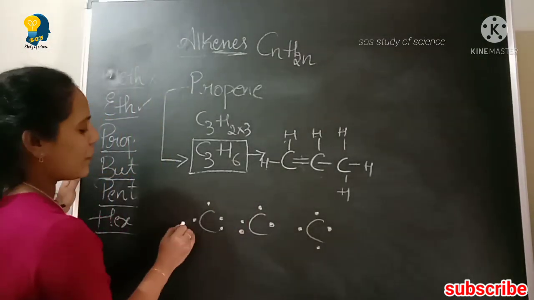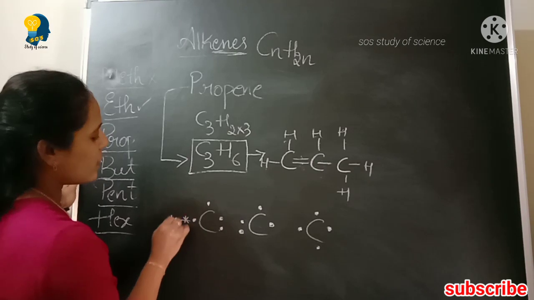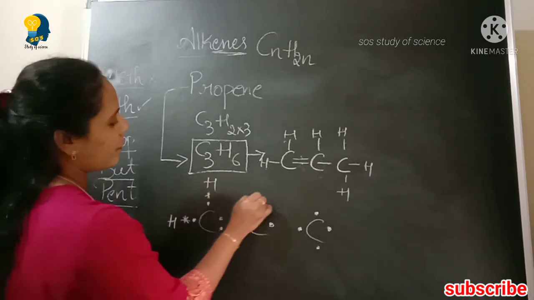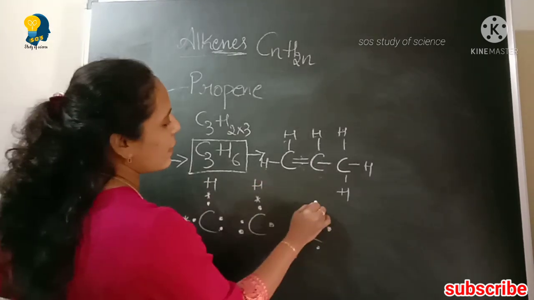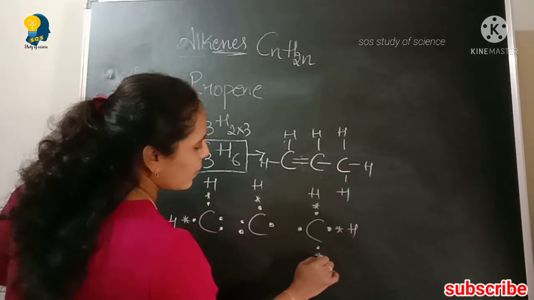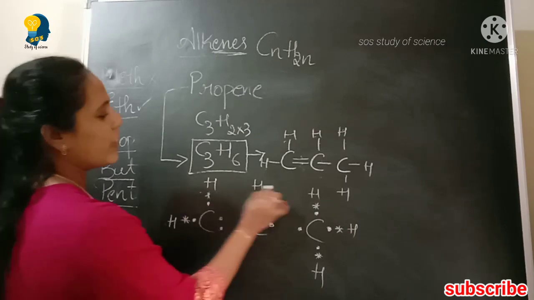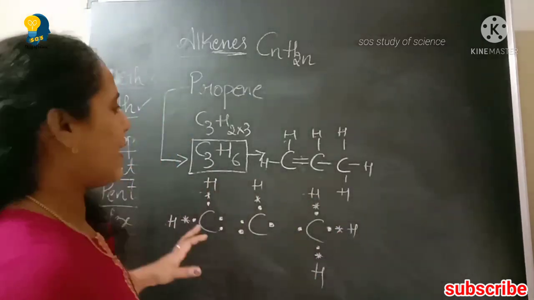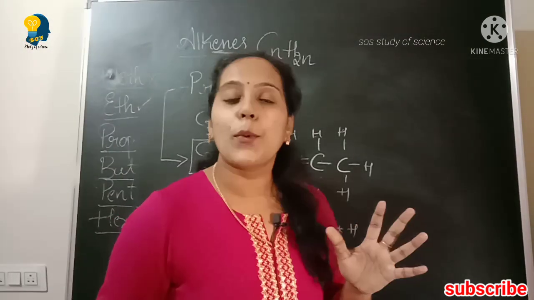So now it's time to write the hydrogens. So hydrogen's valence electron is 1. So everywhere we are going to write the hydrogen. Okay. So there are 1, 2, 3, 4, 5, 6 hydrogen atoms. So this is how we write propene.